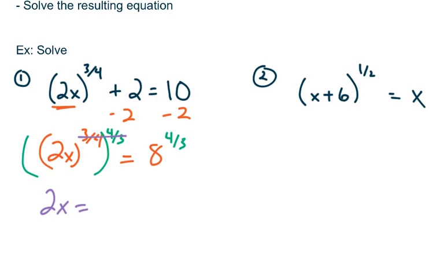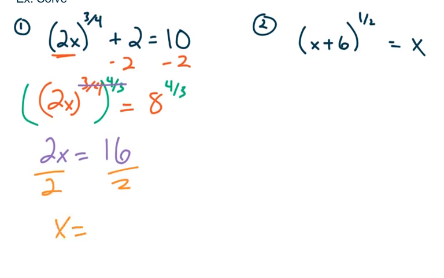If you don't know what 8 to the 4/3 power is, you can use your calculator, or you could also use your half sheet with the table. What you're going to find is 8 to the 4/3 power is 16. Then one last step, because the last step says solve the resulting equation. This is just a one-step equation, divide both sides by 2, and we find that x is equal to 8. This would be your answer for number 1, x equals 8.